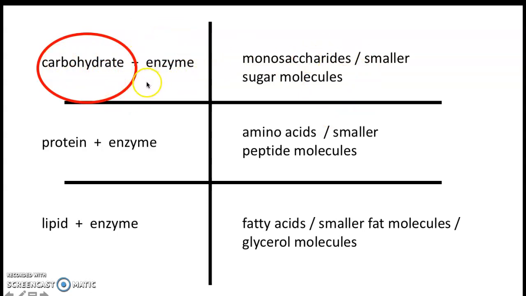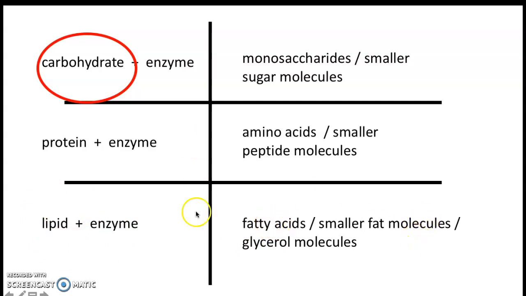So when carbohydrates are acted on by enzymes, we see that the products are going to be monosaccharides or simple sugars or smaller sugar molecules like disaccharides. When we have a protein that's acted on by an enzyme, the products there are going to be amino acids or smaller peptides. And when we have a lipid that's acted on by an enzyme, and specifically here when we say lipid, what we really mean is triglyceride, we're going to be seeing fatty acids or smaller fat molecules like mono and diglycerides.